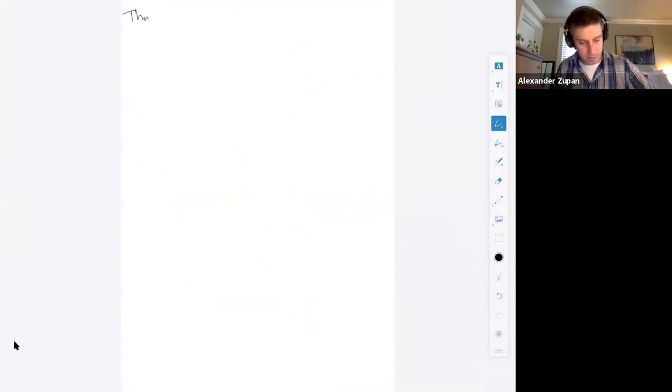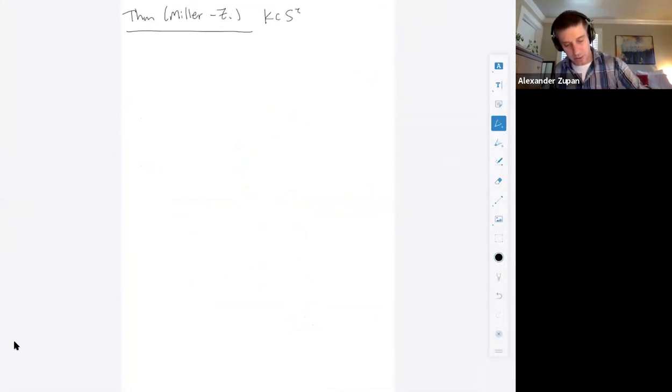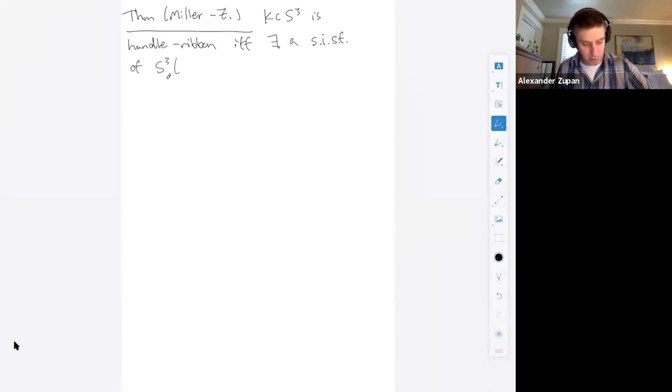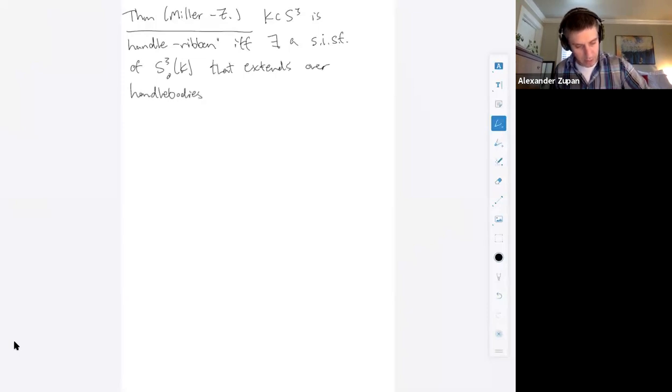And here's the theorem. The second characterization. K in S3 is handle ribbon if and only if there exists a self-indexing singular fibration of the 0 surgery on K that extends over handle bodies. And the way that it extends over handle bodies is you take the 0 surgery, you take the 0 trace and you cap off with the corresponding homotopy 4 ball. It's the same homotopy 4 ball that's present everywhere here.